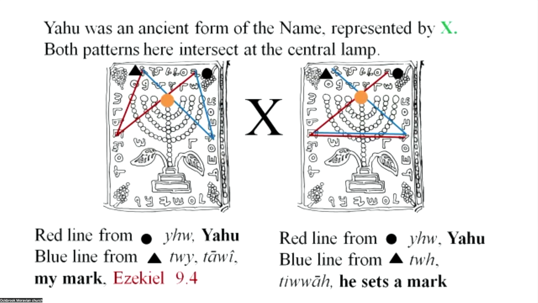In the right hand, the red line from the dot gives you Yahoo. And the blue line from the triangle gives you a verbal form of the same root. He sets a mark. But that actually makes the mark of which it speaks. So this is another example of the letters themselves showing what they are speaking about.